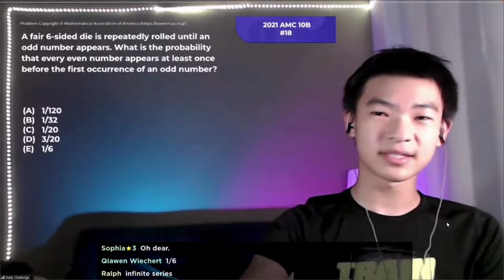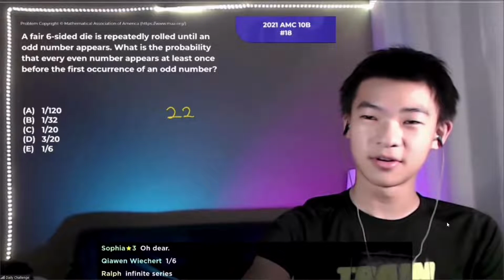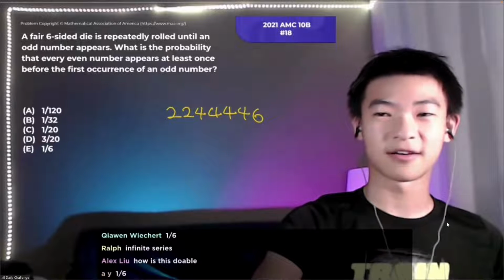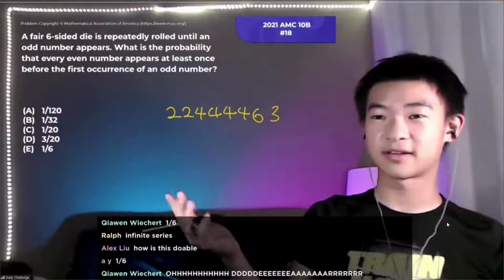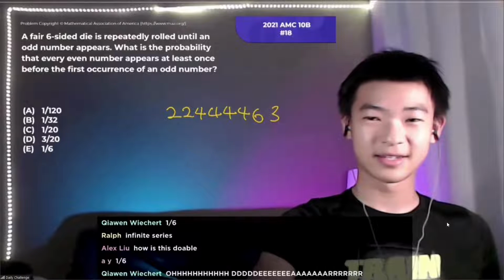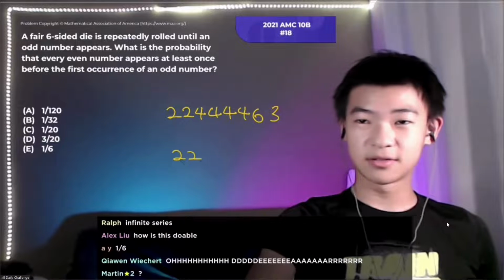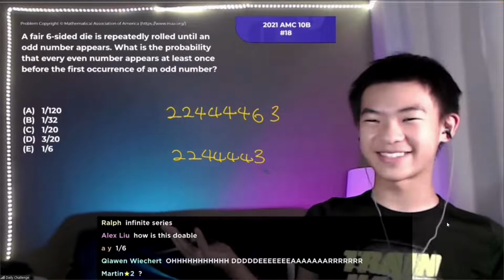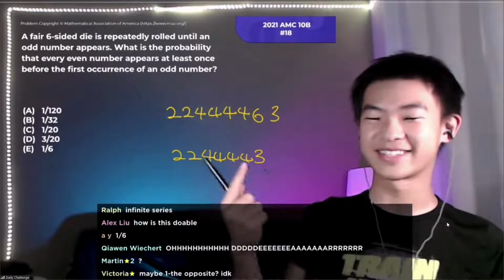What if we could also have things like 2, 2, 4, 4, 4, 4, 6, and then our first odd. This would be satisfactory. But then on the other hand, something like 2, 2, 4, 4, 4, 4, 3 is bad because no 6 is here.